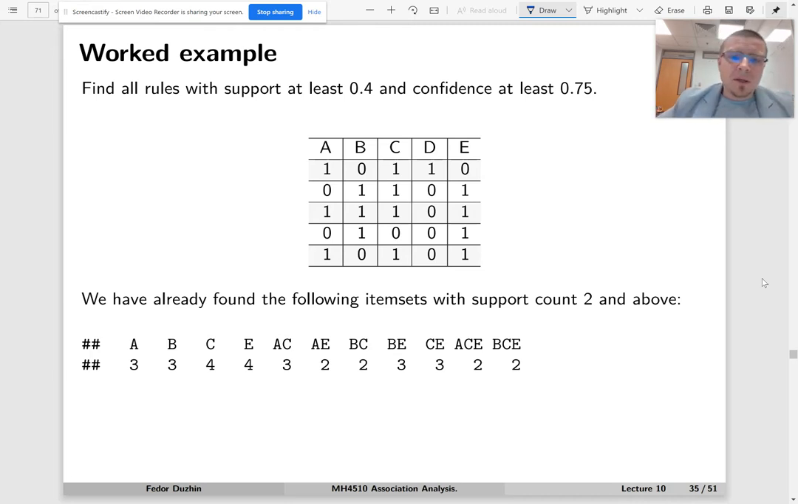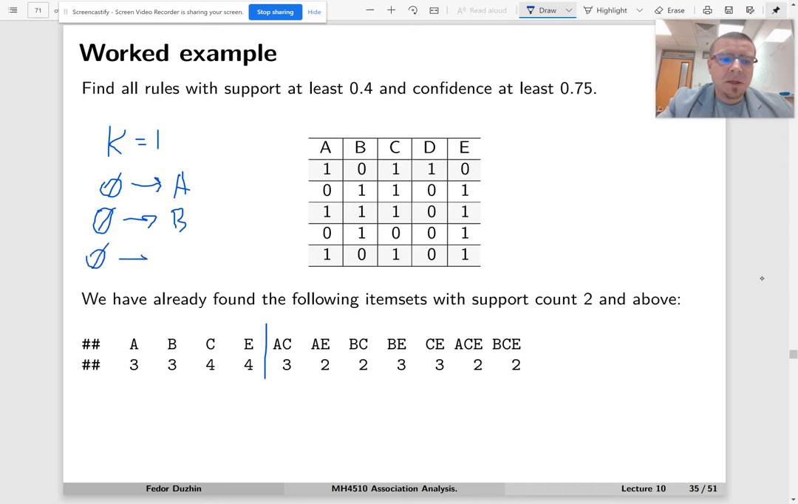So first, let me do k equals 1. So the case k equals 1. When k equals 1, I have one item sets, which means that it only makes sense to look at rules that look like empty set implies A, empty set implies B, empty set implies C, empty set implies D, and empty set implies E.